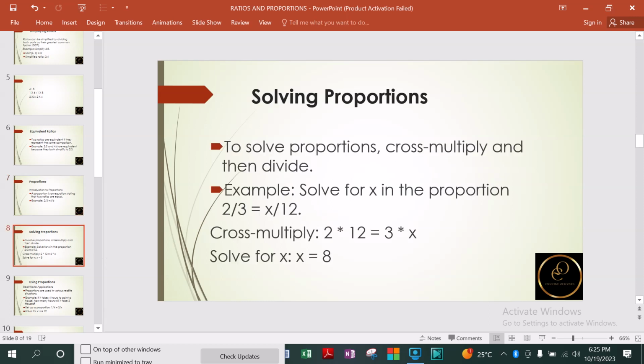Now let's look at some of the problems that are solved in proportions. To solve proportions, you normally need to cross multiply and then divide. For instance, we have: solve for x in the proportion 2:3, which is equal to x over 12. Okay, 2/3 is equal to x over 12.